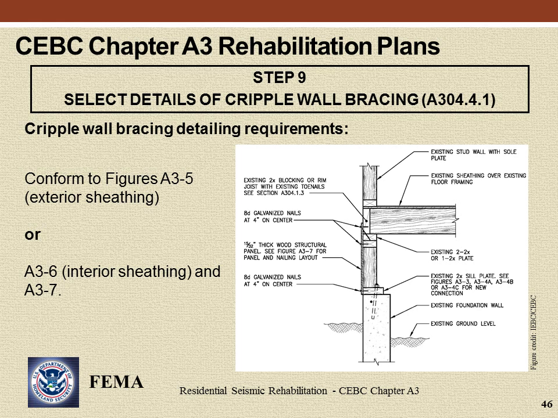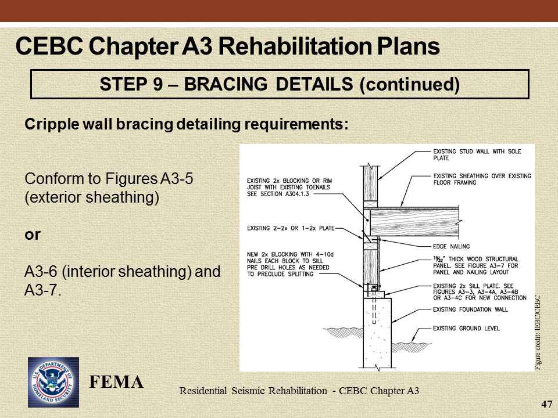Step 9 addresses detailing of cripple wall bracing. Figure A3-5 shows cripple wall sheathing applied to the exterior face of the cripple wall. Exterior wall finish materials would have to be removed to allow this placement and reinstalled afterwards. Figure A3-6 shows cripple wall sheathing placed on the interior face of the cripple wall. This is the most common placement.